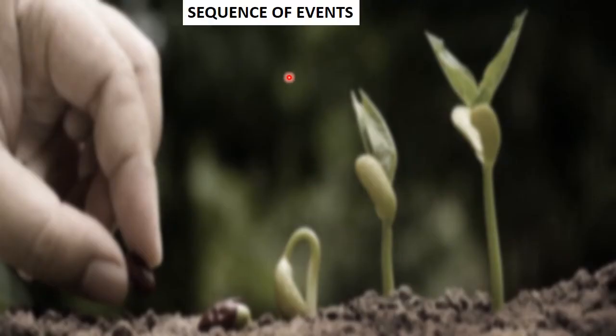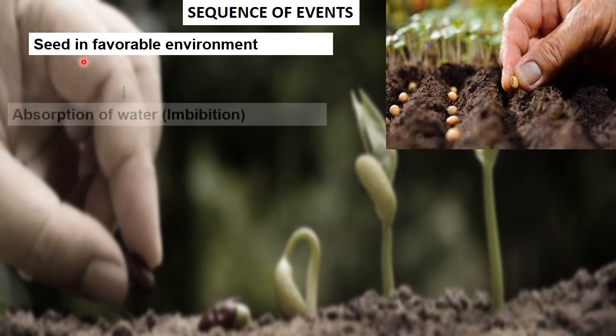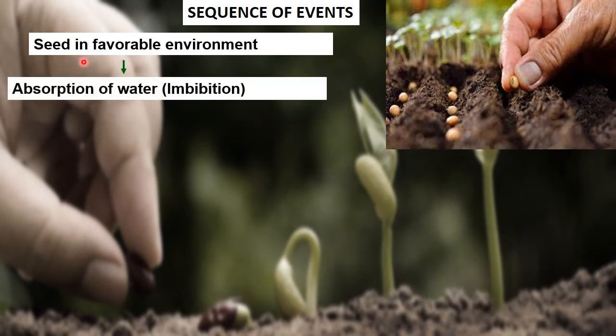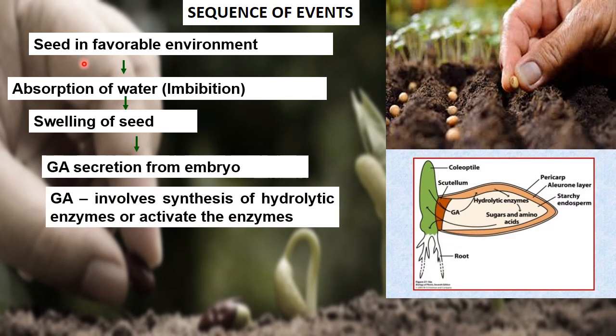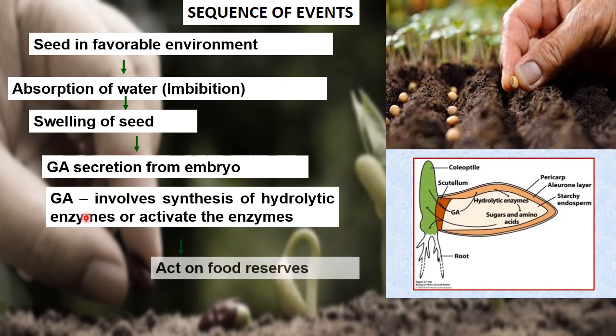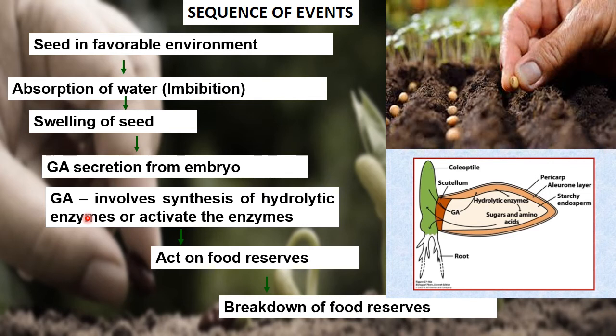Sequence of events in seed germination. First, the seeds are placed in favorable environment. Next, imbibition process occurs where the seeds absorb water from the soil and results in swelling. And next process, gibberellic acid secretion takes place. This is secreted from the embryo, and this gibberellic acid involves the synthesis of hydrolytic enzymes, or they activate the enzymes. And these enzymes act on food reserves, and at last breakdown of food reserves take place.